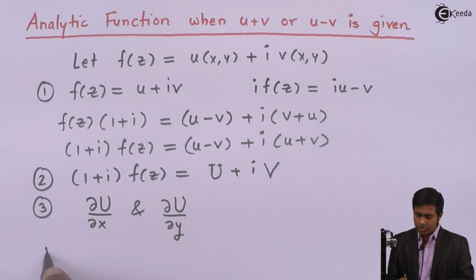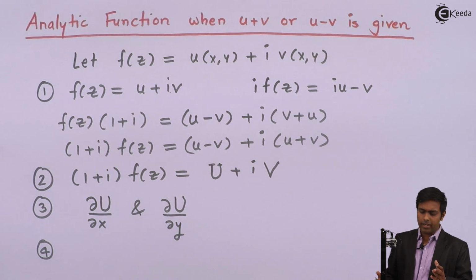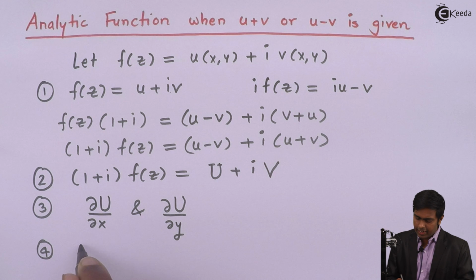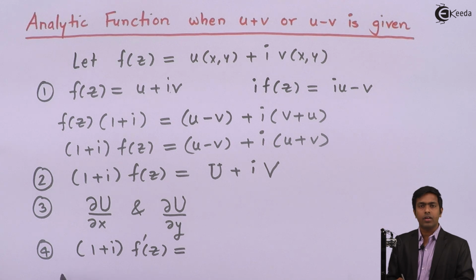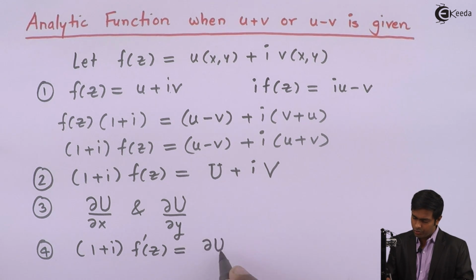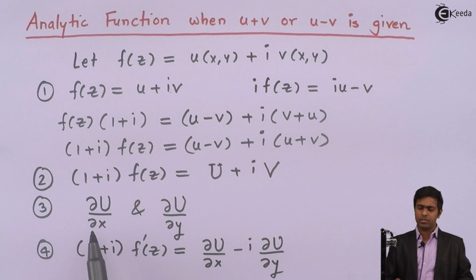Then we are going to use the property of the analytic function, that the derivative of an analytic function is given by the formula dou u by dou x minus i dou u by dou y. By that property I can say 1 plus i f dash of z, that is the derivative, is dou U by dou x minus i dou U by dou y, and the values of dou U by dou x and dou U by dou y we will get from step number 3.